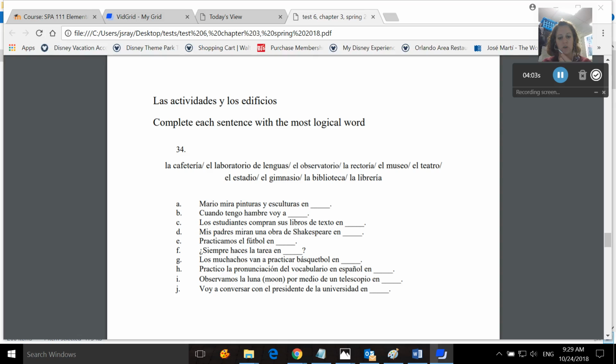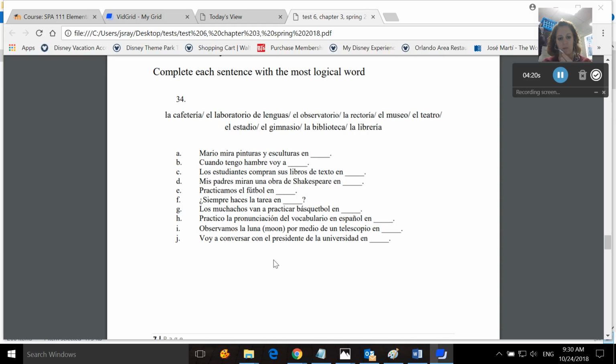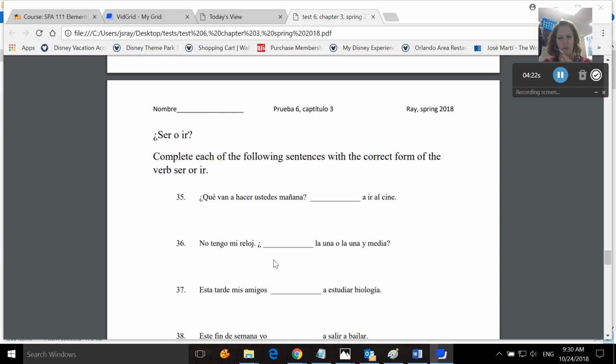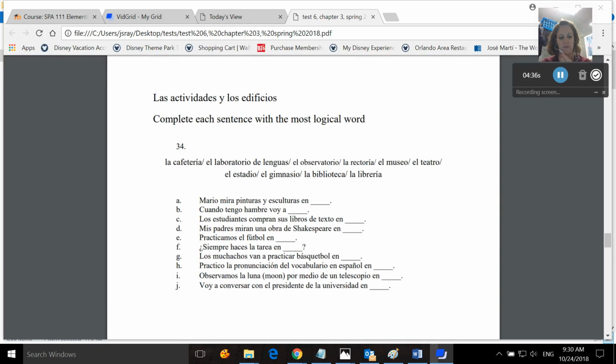Then you have las actividades y los edificios: complete each sentence with the most logical word. So you're given an item that would be found at the school or a place that would be found at the school, and then you have a definition. So you're just going to want to match the place or item with the definition given below or the statement below. It may not be a definition, maybe more like a description, like saying, you know, oh, we look at paintings and sculptures. Where would you do that? Okay, so that's not really a definition, but it still points you in the direction of the place on the school campus where you would do that activity.